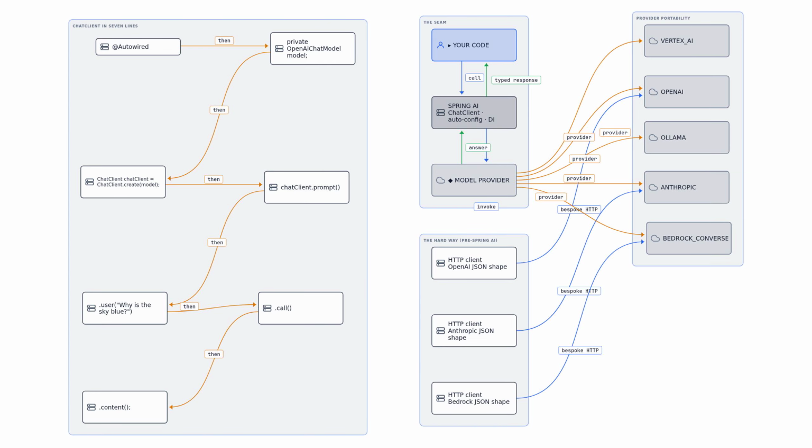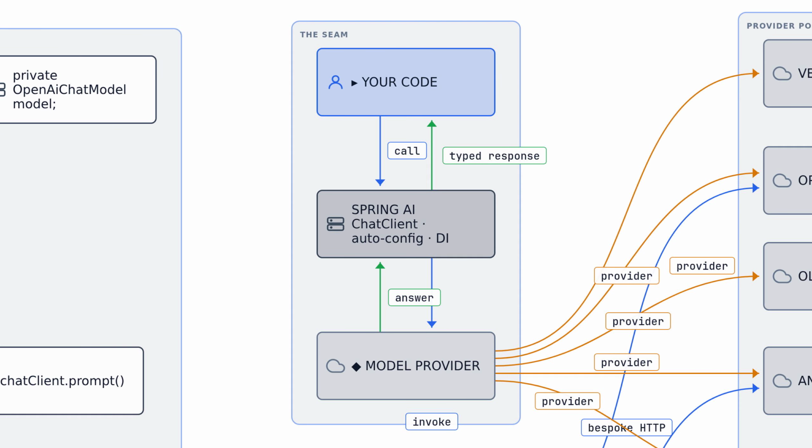Episode 1. What is Spring AI? Enterprise AI without leaving the Spring ecosystem. This is the shape of every enterprise Spring AI app. Your code on top, a seam in the middle, a model underneath, 3 bands. That's the whole idea.